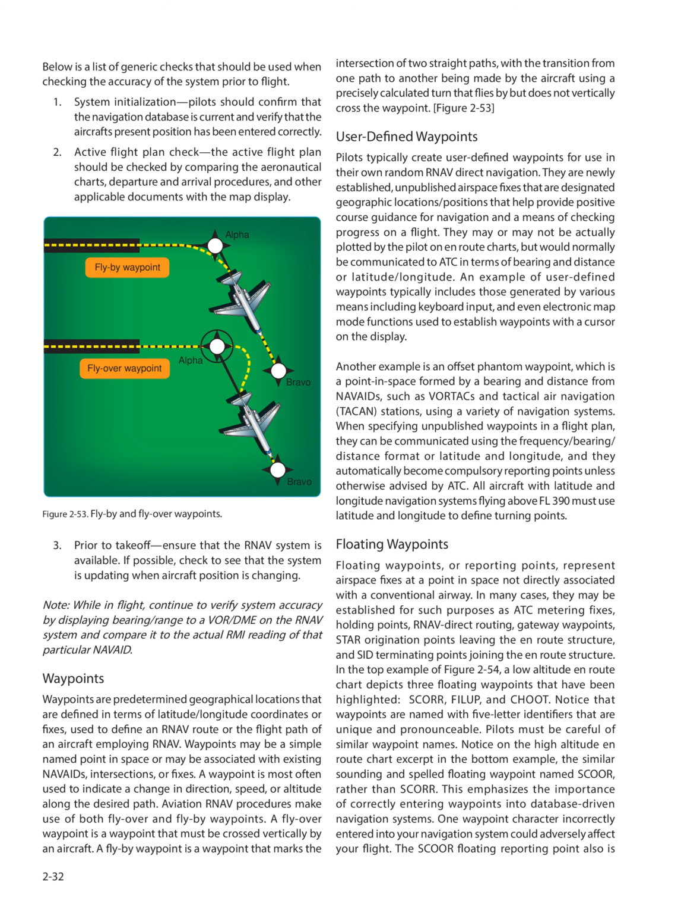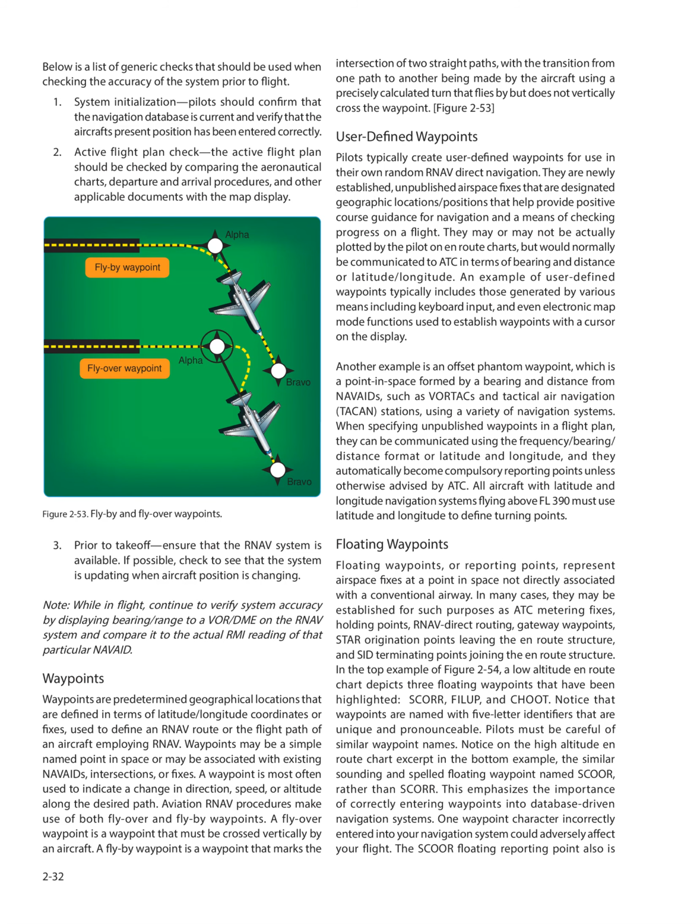Pilots typically create user-defined waypoints for use in their own random RNAV direct navigation. They are newly established, unpublished airspace fixes that are designated geographic locations/positions that help provide positive course guidance for navigation and a means of checking progress on a flight. They may or may not be actually plotted by the pilot on en route charts, but would normally be communicated to ATC in terms of bearing and distance or latitude/longitude. An example of user-defined waypoints typically includes those generated by various means including keyboard input, and even electronic map mode functions used to establish waypoints with a cursor on the display.